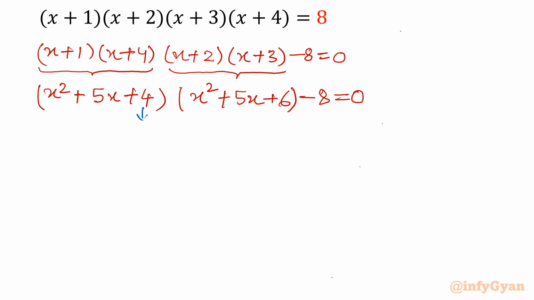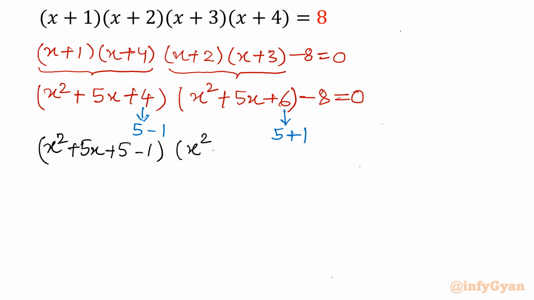I am writing this 4 as 5 minus 1 and then 6 as 5 plus 1. See, after that what will happen? It will form (x square plus 5x plus 5 minus 1), and the second bracket would be (x square plus 5x plus 5 plus 1) minus 8 equal to 0.